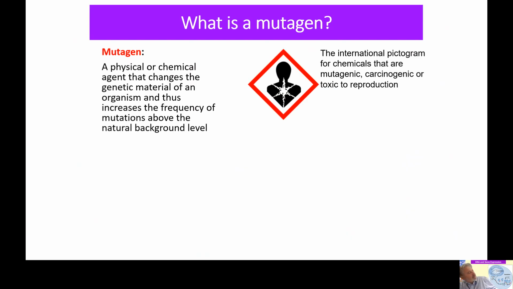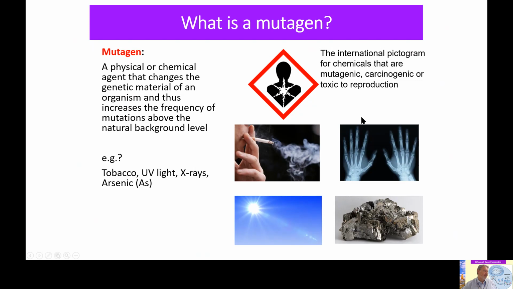So what can do that? A mutagen is a physical or chemical agent that can change genetic material, and thus increase the frequency. Now they would have that symbol, and you can see it's sort of like a star on a person with bits breaking off, which, yeah, looks nasty, doesn't it? But the things that are mutagenic, carcinogenic, or toxic, they can change the genetics, so that's going to affect reproduction as well, because obviously you pass on the DNA in reproduction. Some examples: tobacco, UV light, X-rays, arsenic. All of those things are going to be mutagens.